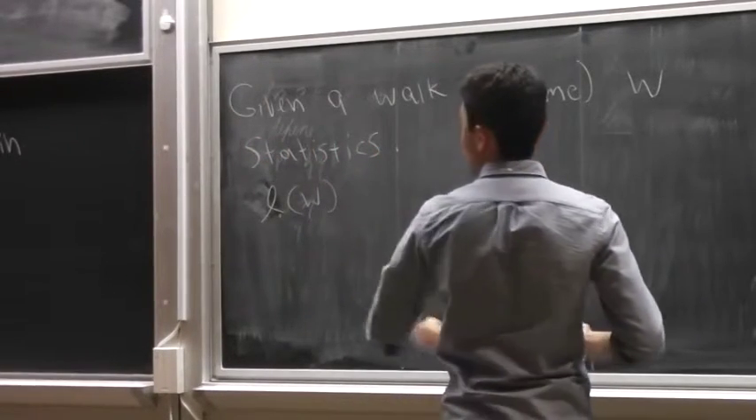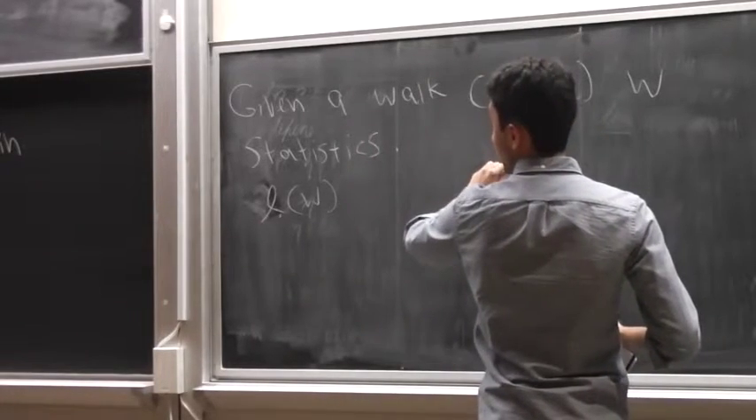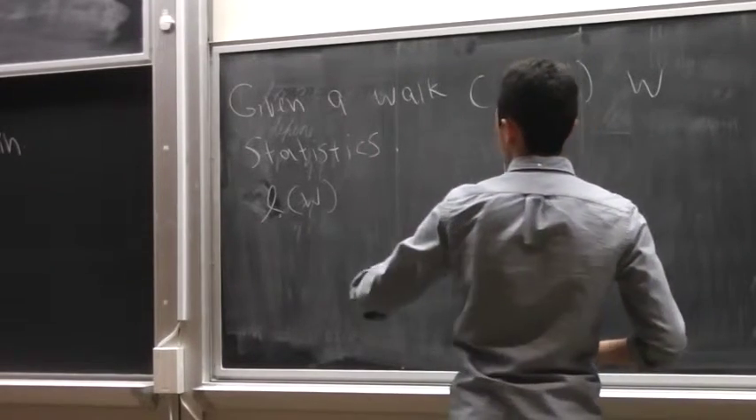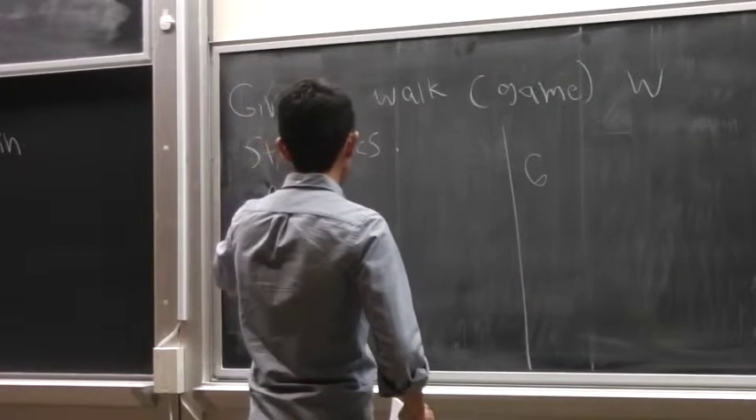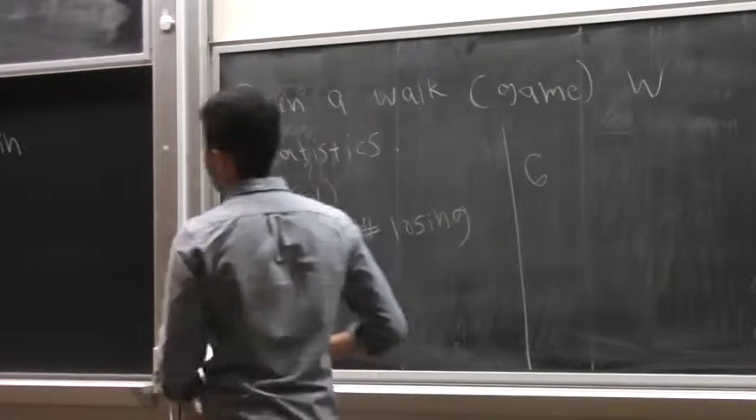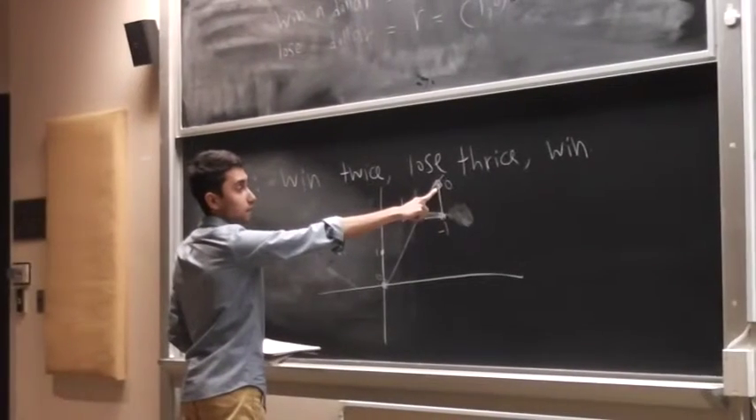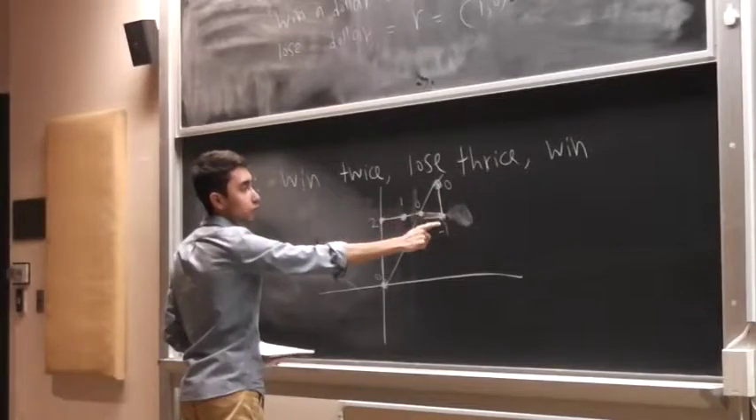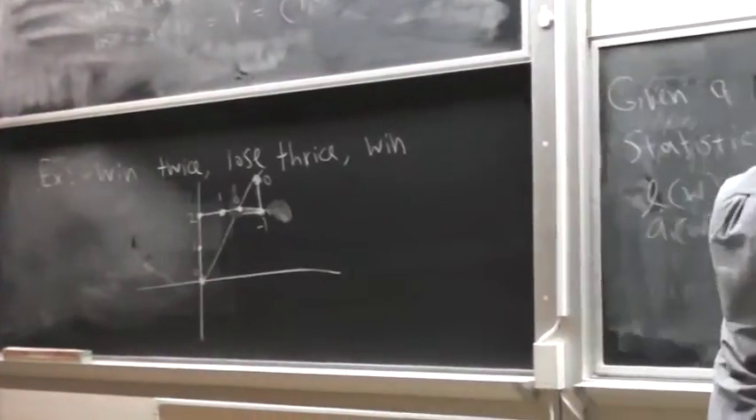So over here, let me give you that example that I drew. In this case, L of W would be 6. There are 6 steps. And then there's A1 of W, which equals the number of losing times. This is basically the number of times below the diagonal. So this counts as a losing time. And actually, we would count that as a losing time too. That's the convention: if you're losing and you go to the diagonal, that's losing. So it would be 2 in this example.